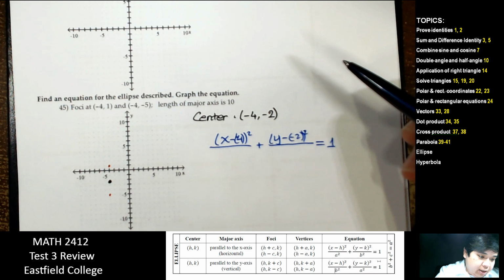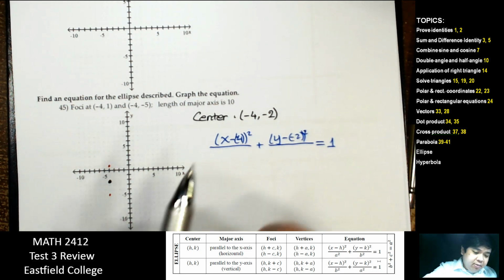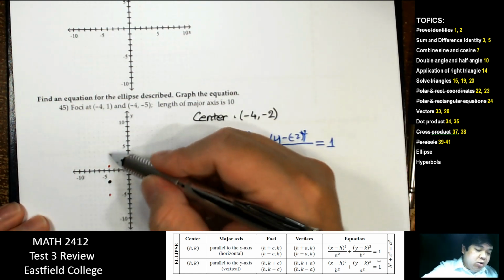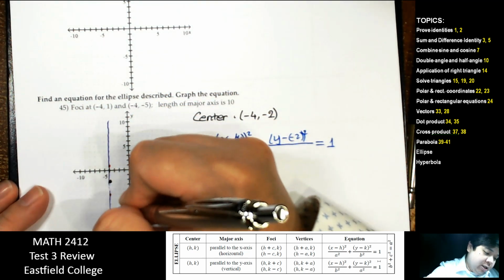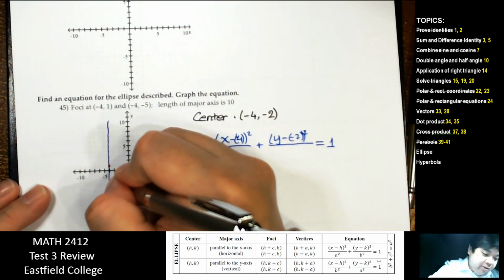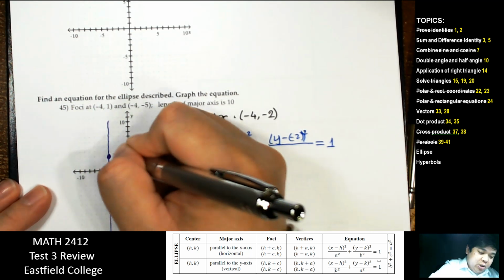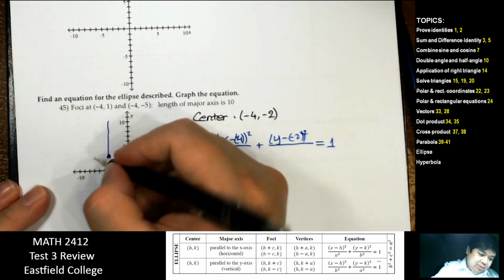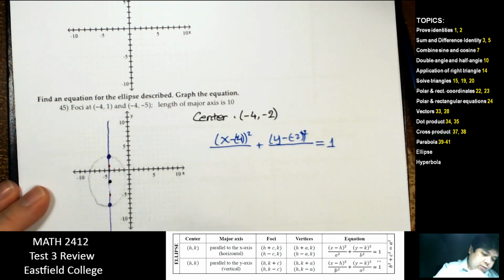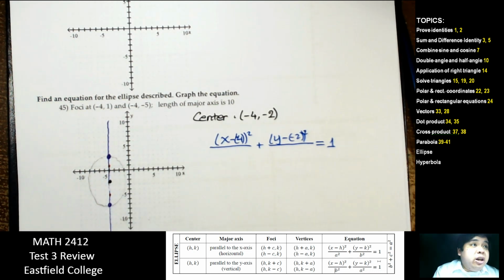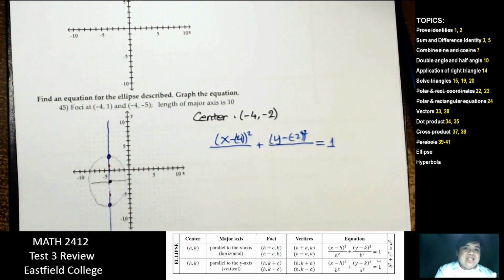Next, the length of the major axis. The major axis here is 10, and it looks like this is going to be a vertical ellipse. So the major axis is going to be this, and this is 10, meaning we have 5 each, so there will be 1 point here and 1 point there. So the ellipse will go like this. The only thing we need to determine is the width on that side of the ellipse.